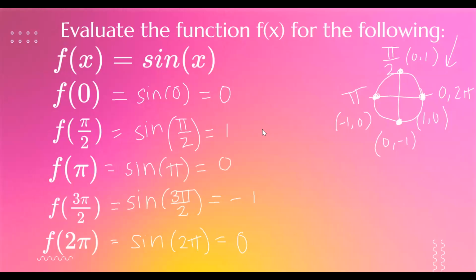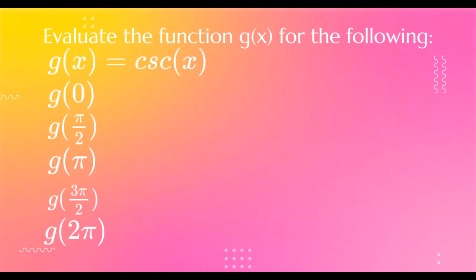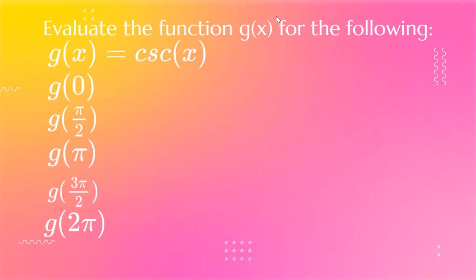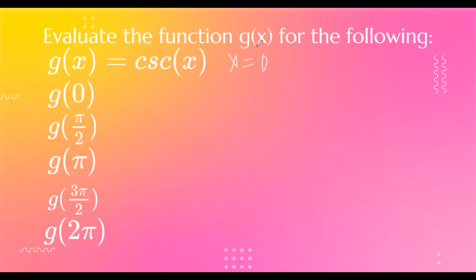Okay, let's work with a different function then. So evaluate g of x for the following function. G of x is equal to cosecant x, and we have 0, pi over 2, pi, 3 pi over 2, and 2 pi again. And sometimes they'll be listed out like this. Sometimes it will just say evaluate for the following and write something along the lines of x is equal to 0, pi over 2, pi, 3 pi over 2, and 2 pi.